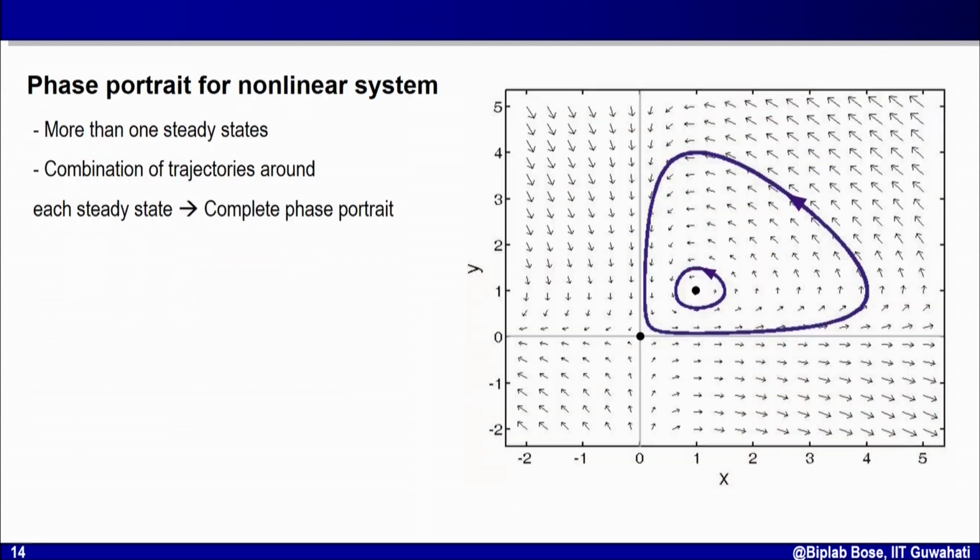So what I have discussed till now are different types of common phase portraits that you can expect. Some of them are stable, some of them are unstable. For example, I have discussed stable node, unstable node. I have discussed stable spiral, unstable spiral.